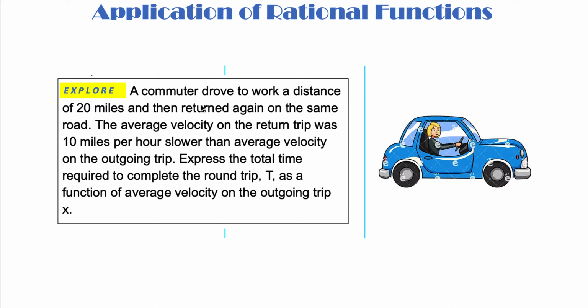Functions. A commuter drove to work a distance of 20 miles and then returned again on the same road. The average velocity on the return trip was 10 miles per hour slower than average velocity on the outgoing trip. Express the total time required to complete the round trip t as a function of average velocity on the outgoing trip x.